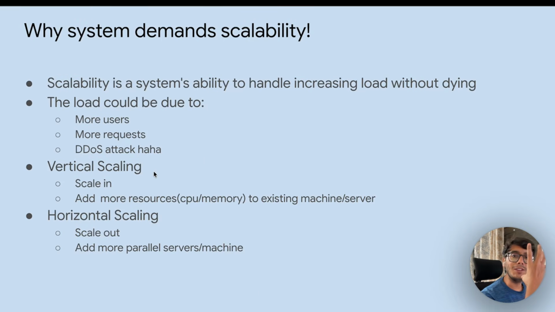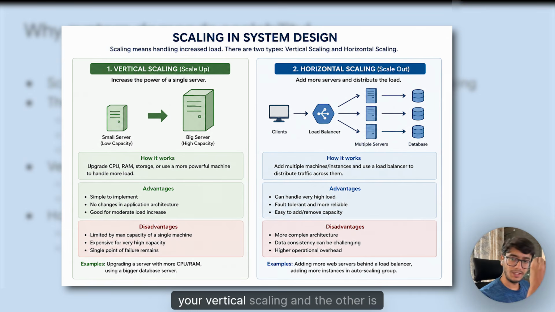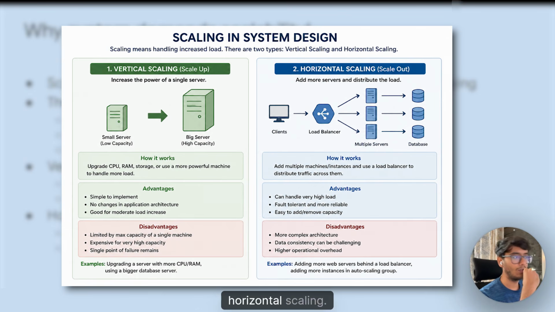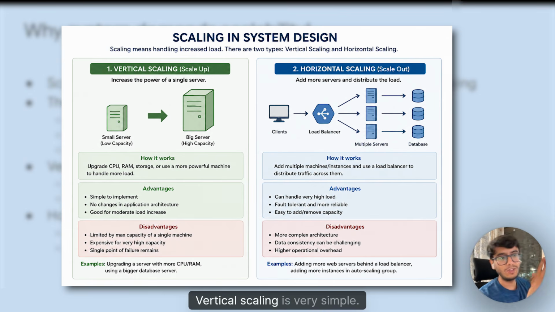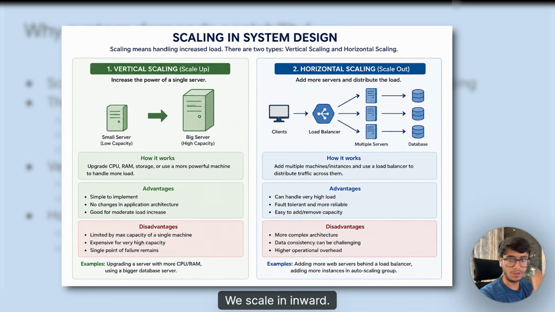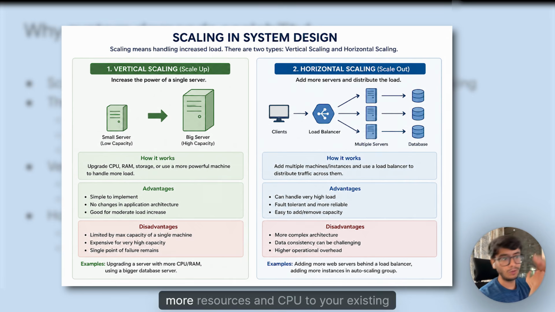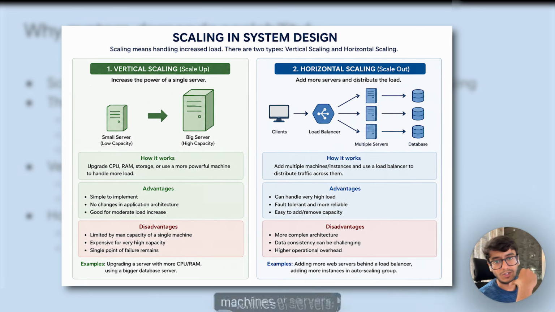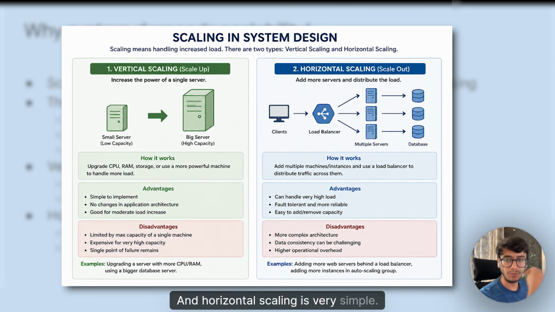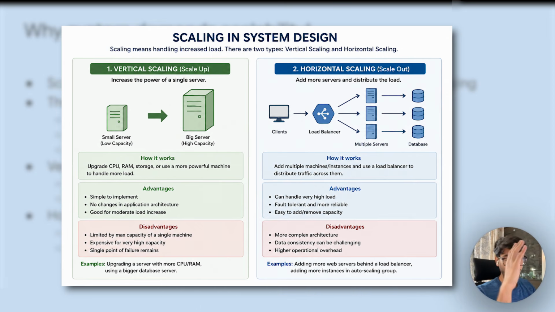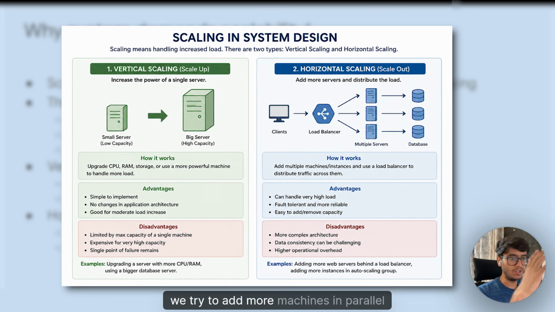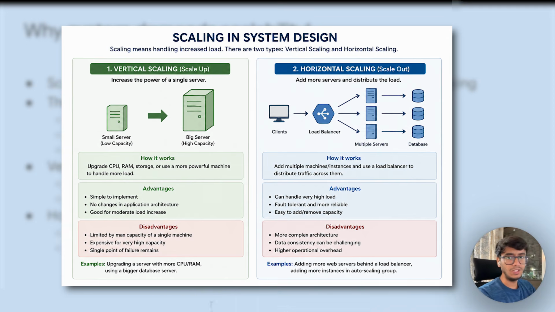And scalability has two important concepts in it. One is vertical scaling, and the other is horizontal scaling. Vertical scaling is very simple. We scale up. It means you add more resources and CPU to your existing machines or servers. Horizontal scaling is very simple. We scale out. We try to add more machines in parallel to process the increased number of requests.